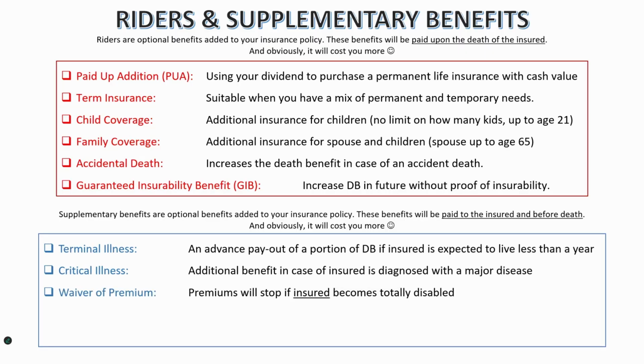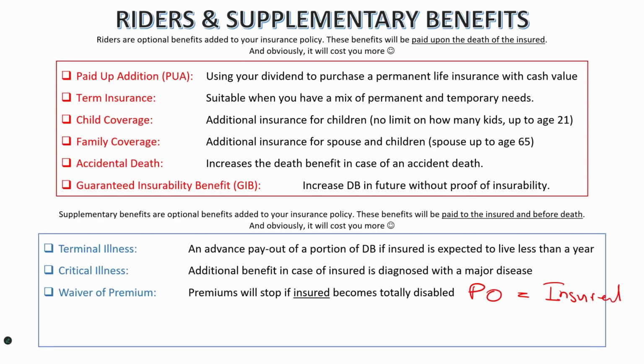Waiver of premium. This one means that if the insured becomes totally disabled, they don't need to pay the premiums anymore. So you basically get this additional benefit and you pay for it, right? In case you become permanently totally disabled, you don't need to pay your premiums anymore, and that's a really good thing. This is when the insured and policy owner are the same person.